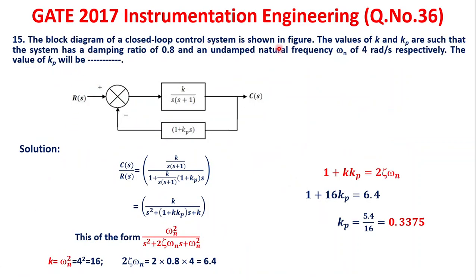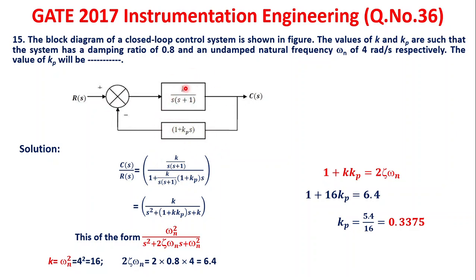The block diagram of a closed loop control system is given. The values of K and Kp are such that the system has damping ratio 0.8 and undamped natural frequency of 4 radians per second. What is the value of Kp that they are asking? G of s is known to you, H of s is known to you. They have given damping ratio, natural frequency, all that. Therefore, we have to bring it to a standard form. So we will find out C of s by R of s.